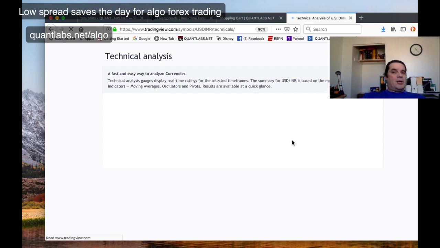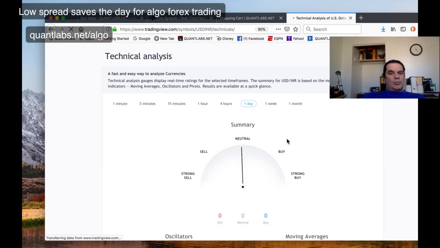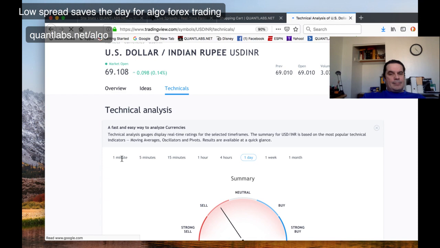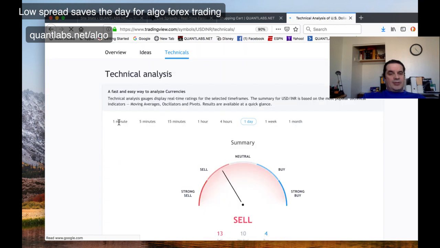So the technicals here say what? There's a one-day chart. It's going to be a sell. Okay, so if we are watching on the minute, wow, this thing's so slow. So we still have a sell, 5-minute, buy, 15-minute, strong buy, 1 hour.